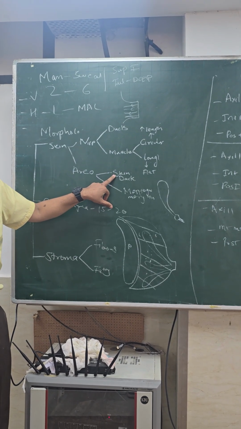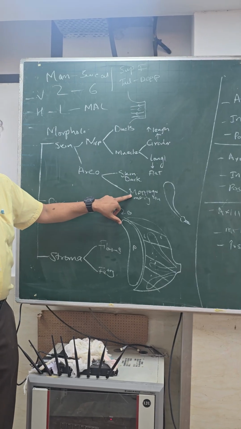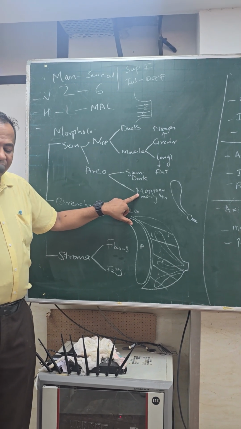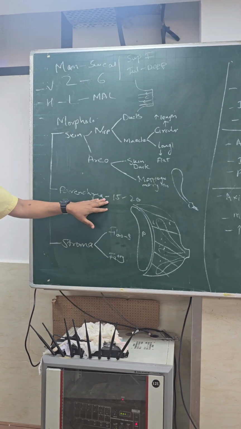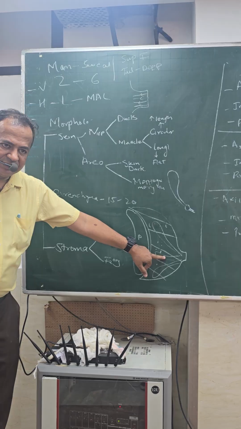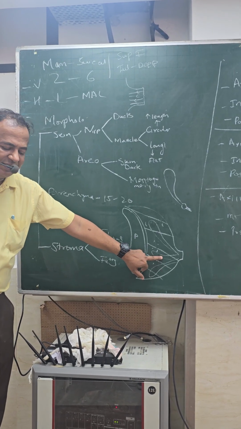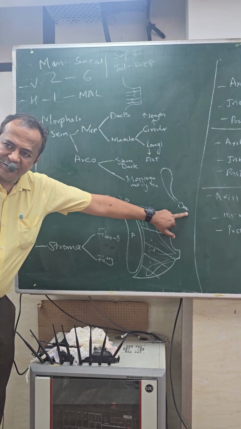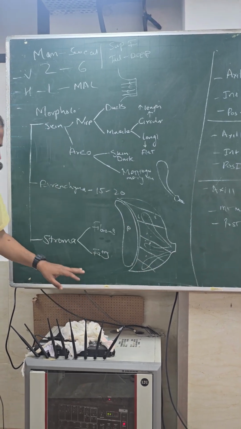Areola has skin which is dark and pigmented, and Montgomery tubercles, which are openings of the sebaceous glands, for prevention of cracking of nipple. They secrete oily secretion. Parenchyma has 15 to 20 secretory units, which are made up of apocrine cells. And these units open in a sinus and then continue as duct opening in the nipple.